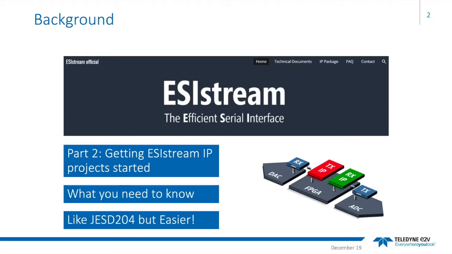ESIstream is an open source, high-speed serialized data link technology which provides an interconnect solution on a par with the industry standard JEDEC JESD204. In fact, as we will show, ESIstream offers some enhancements to the industry standard. In a sentence, ESIstream is like JESD204, but easier to deploy and work with.